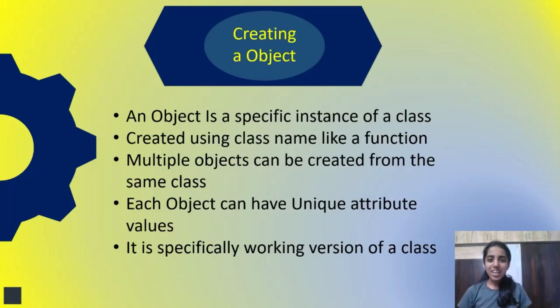Now it's time to turn that recipe into a real dish. An object is like the real cake you bake using your recipe, or in our case, an actual car you built from the design. When we write car1 equal to Car class, that is defining an object, we are telling Python, hey, create a real car from this blueprint. The cool part, we can make as many cars as we want, right? Each with different colors, models, and features.